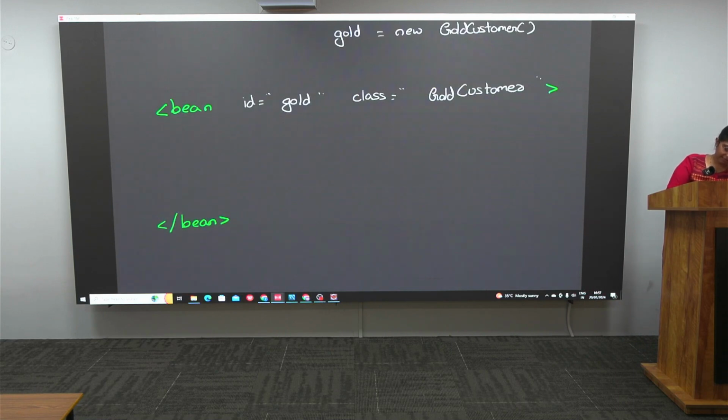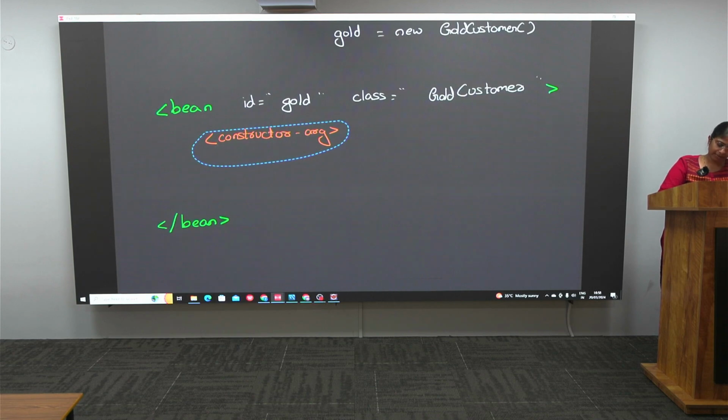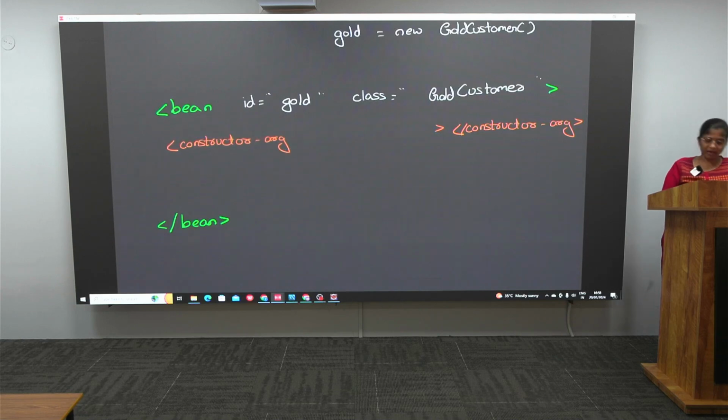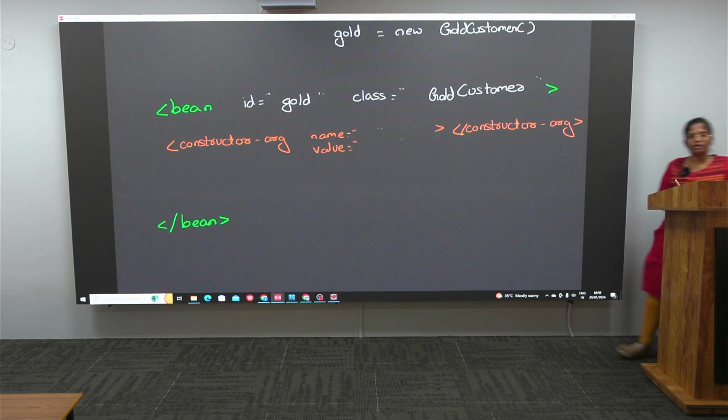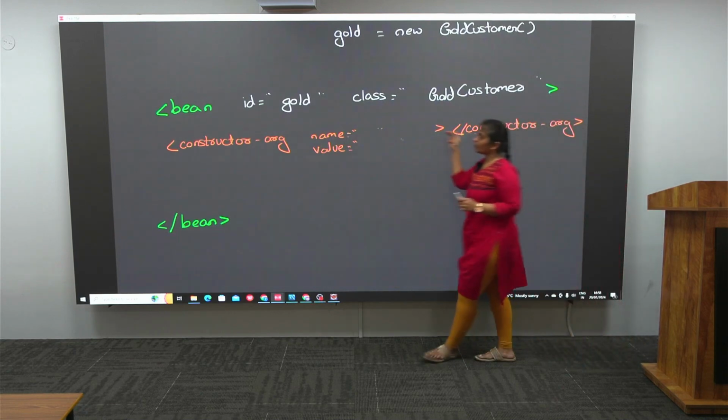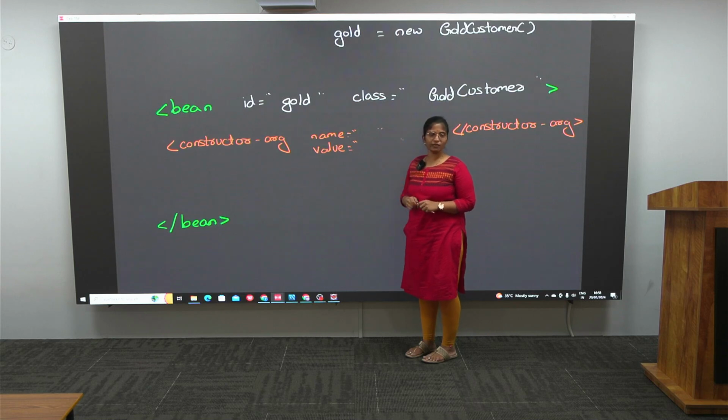I should be saying something called as constructor arg. The same thing I am copying and pasting it over here. Inside this constructor arg, it accepts two parameters. What are the two parameters, if you ask me? One is a name, one more is a value. It accepts. Okay.